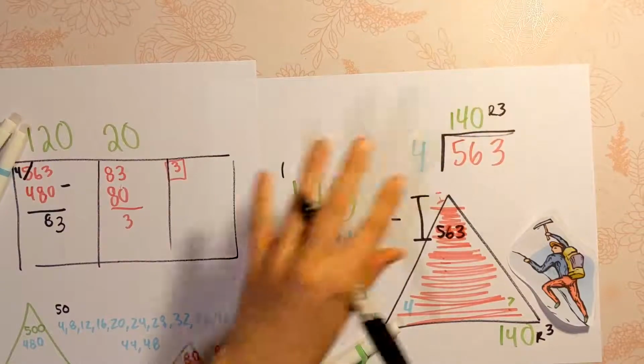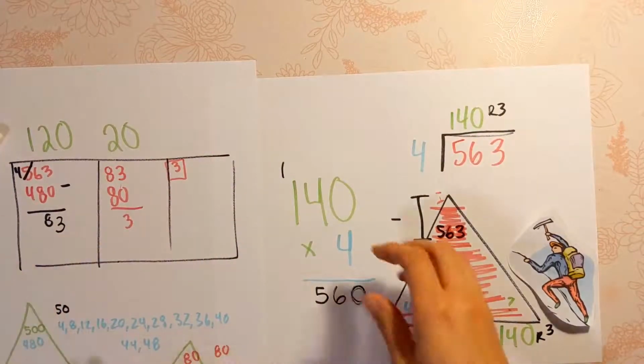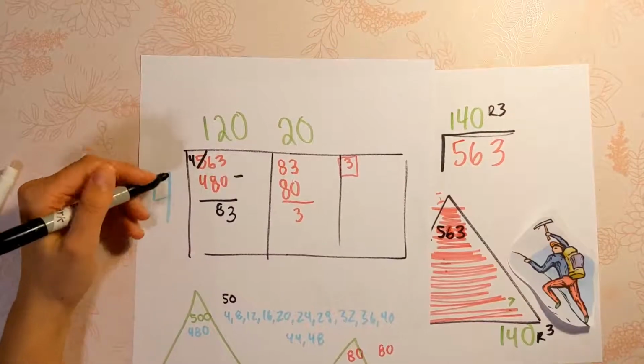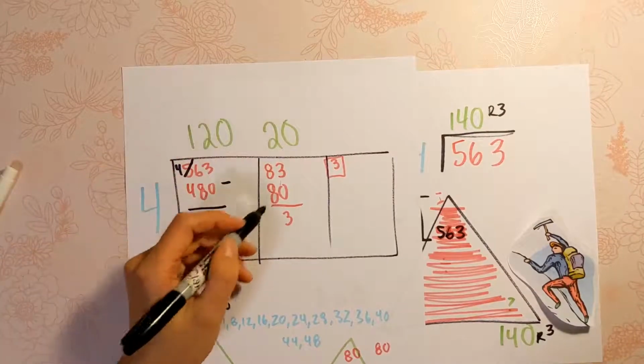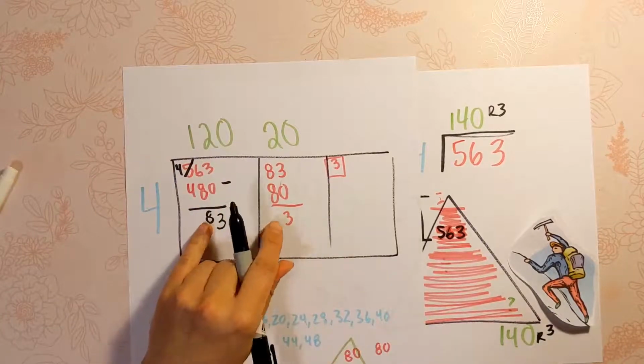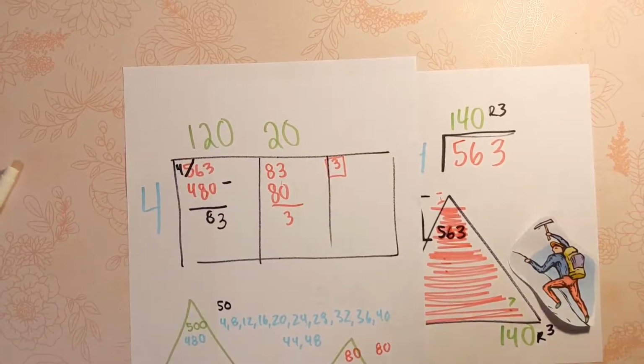And we did that by chipping away at this big number. So first we did 4 times 120, which got us 480, and then we did 4 times 20, which got us 80. That got us up to 560, and then there was 3 left over.